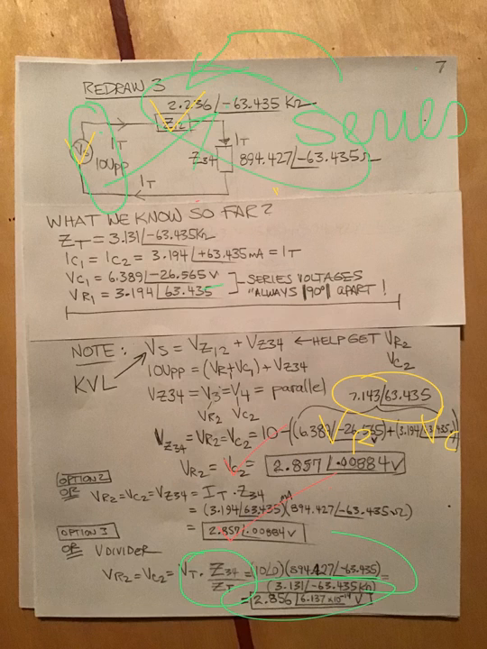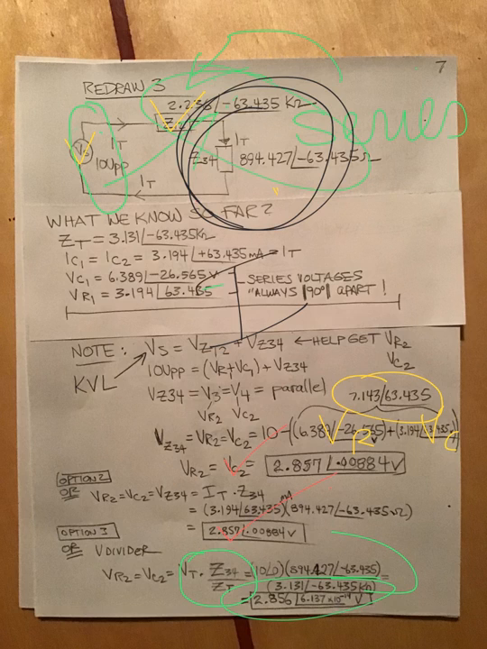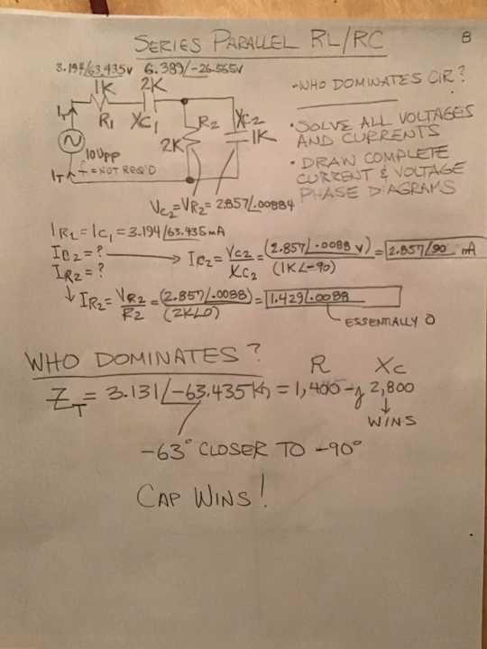I'll tell you the only thing that's missing in this section right here in black up top: we have to find the current of resistor 2 and the current of capacitor 2 as well. We have the current of the capacitor, done that yet.